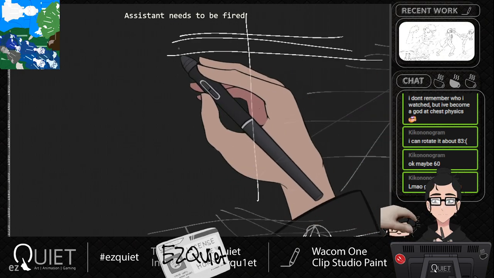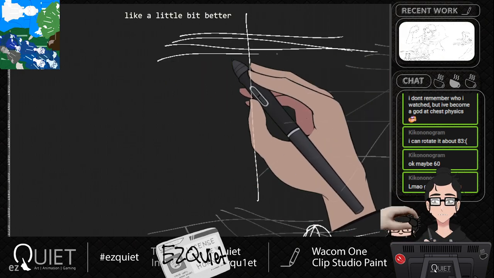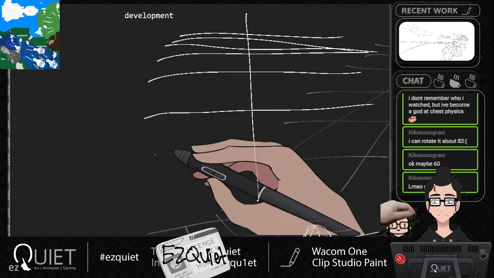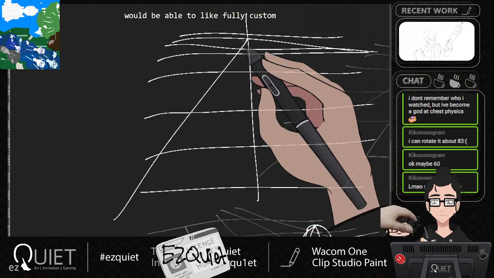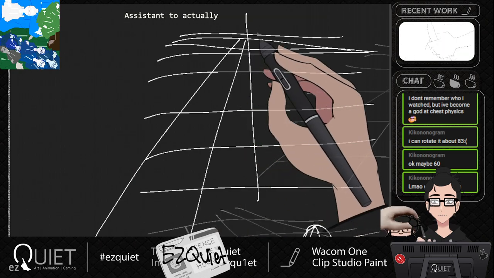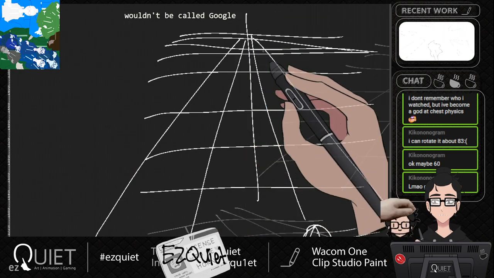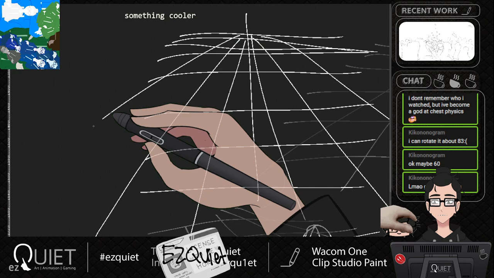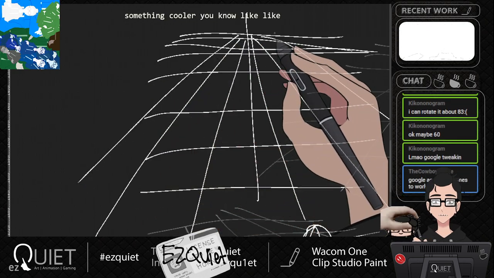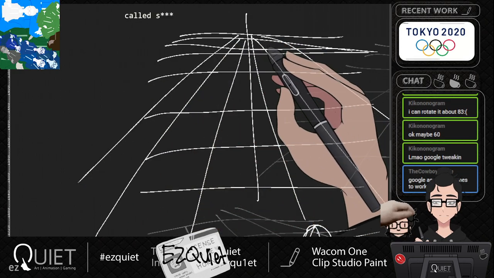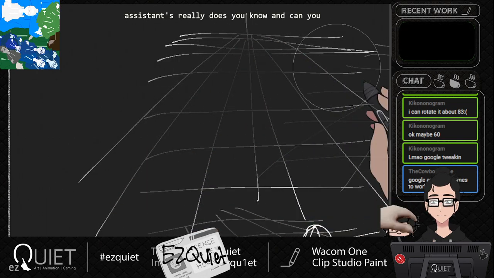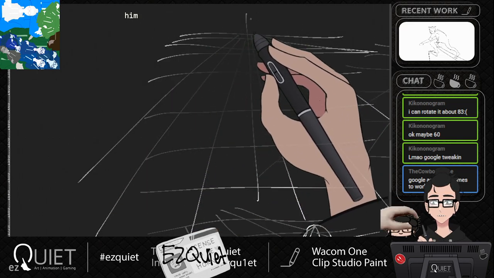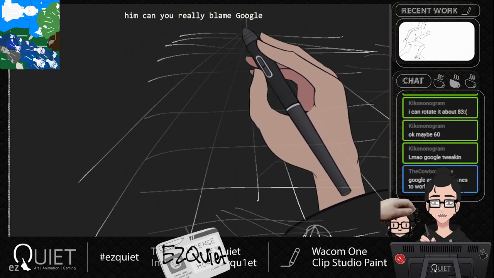Or maybe if I was a little bit better, if I knew development a little bit better, you know, I would be able to fully customize Google Assistant to actually do my bidding. It wouldn't be called Google Assistant, it'd be called something cooler, you know? Like what would it be called? Comes to work drunk. Google Assistant really does. You know, and can you blame Google Assistant? Can you really blame him?